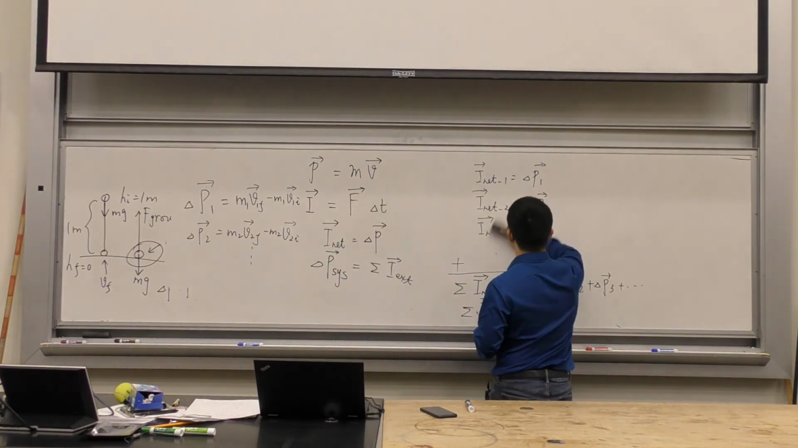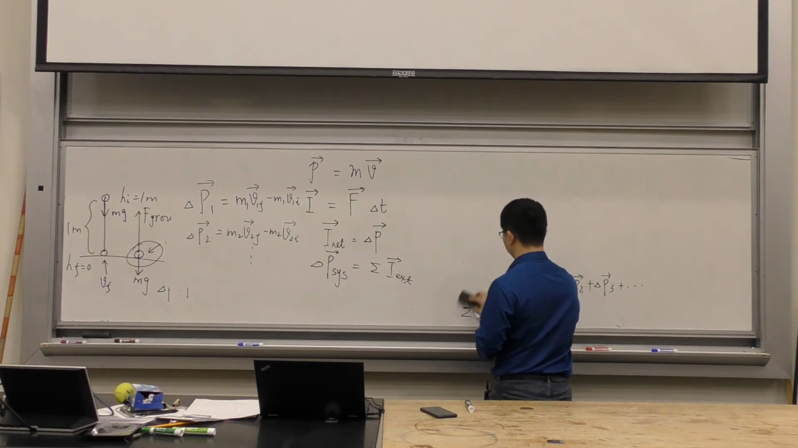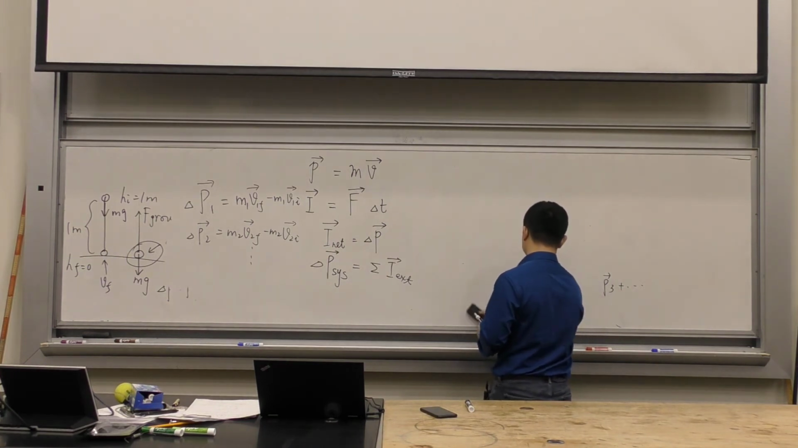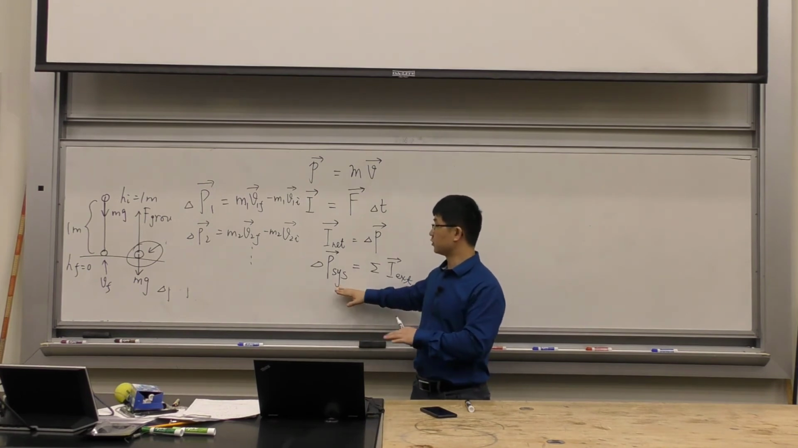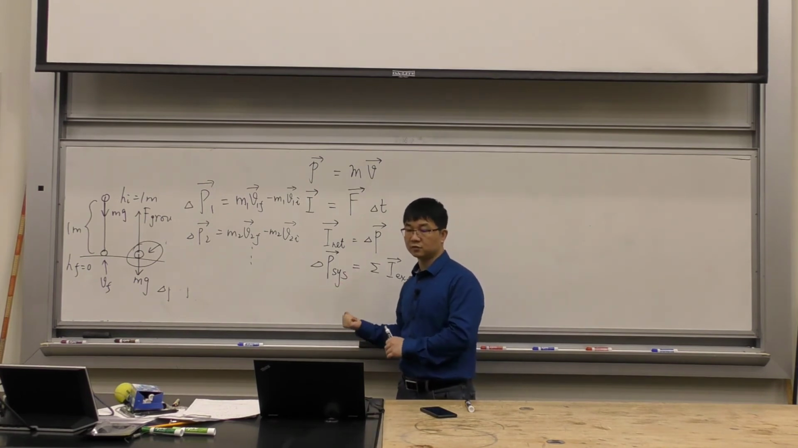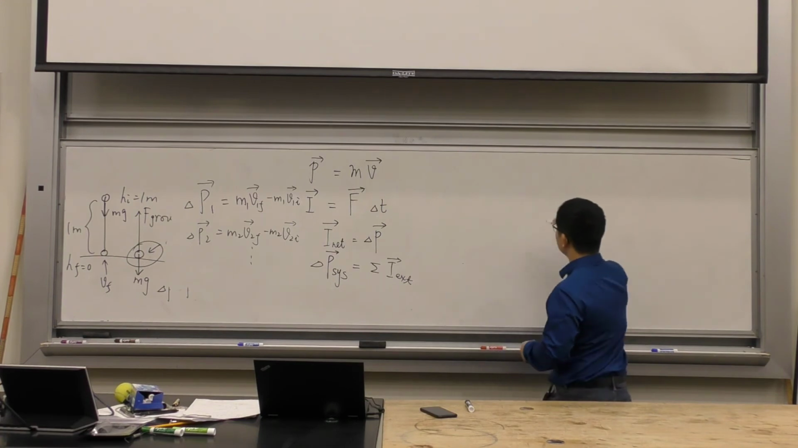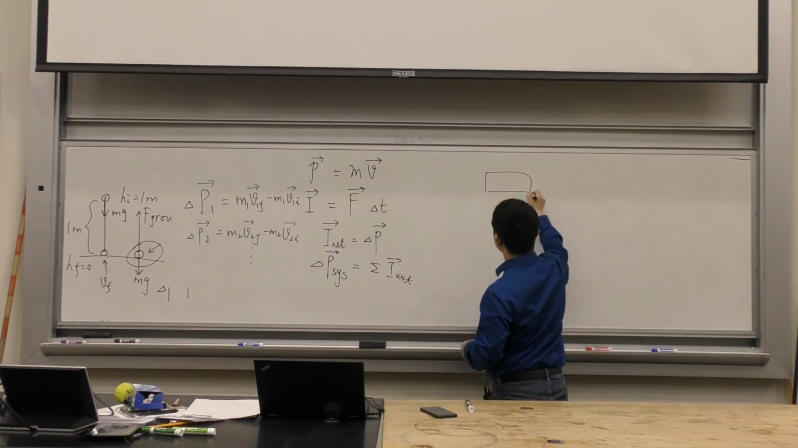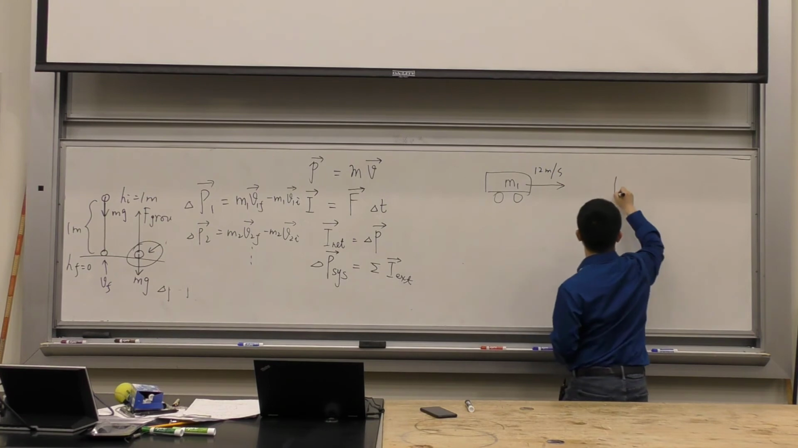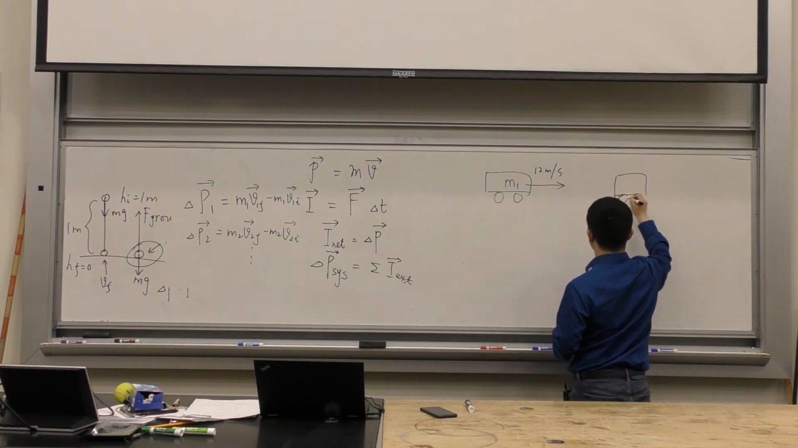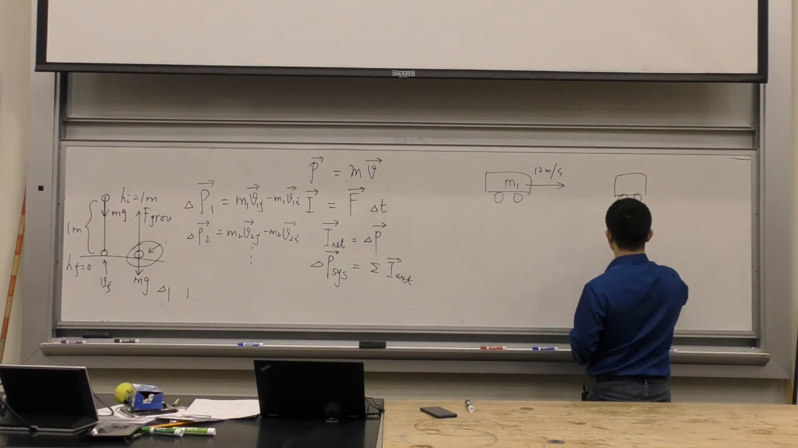So I want to find the final speed of these two cars after the collision. That's what I'm looking for. When I see collision, I'm going to use conservation of momentum, right? That's why I studied this. There are two cars. I'm just going to call them M1 and M2. M1 moves in this direction with the initial speed 12 meters per second. M2 is not moving. After the collision, they're going to move together.